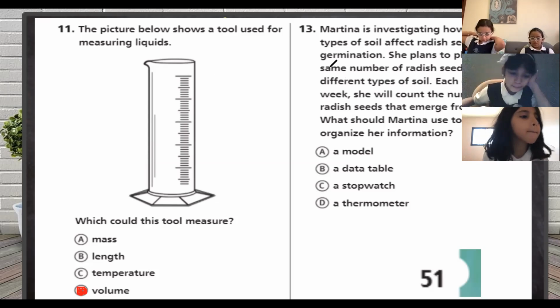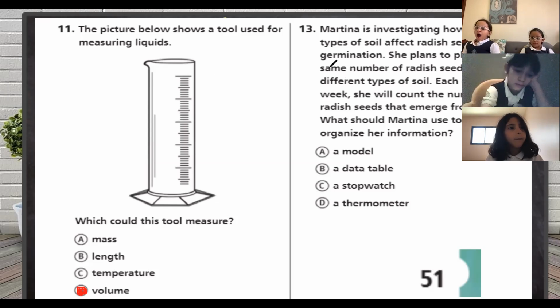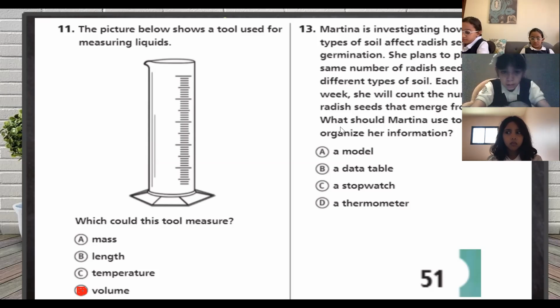Now let's go to question number 13. Martina is investigating how different types of soil affect radish seed germination. She plans to plant the same number of radish seeds in 3 different types of soil. Each day for a week, she will count the number of radish seeds that emerge from the soil. What should Martina use to collect and organize her information?